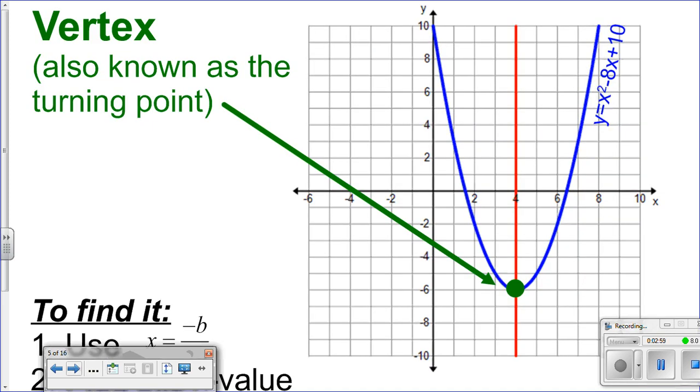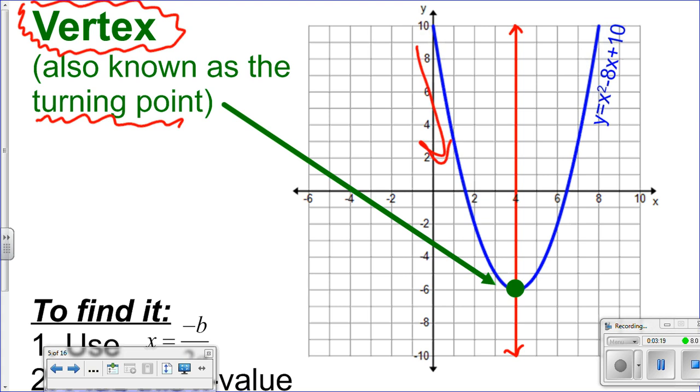Moving on, on that axis of symmetry, you're always going to have this point. It's either going to be a minimum point or it's going to be a maximum point. That is known as our vertex. It is a turning point. It's where this function stops decreasing and then starts increasing again, or vice versa.